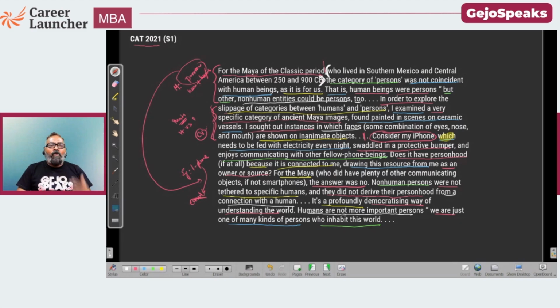So what is the entire paragraph saying? Four ideas, simple idea. For Maya civilization, what is the category of person? Humans as well as non-human entities are also persons. Let me give an example. You look at your iPhone. Your iPhone is connected to you, communicates to you. From a Maya perspective, is it a person? Yes, it is. So personhood is not because they are connected to human beings. Human beings and non-human entities are all the same. Humans are not special. Personhood is not derived from our connection to human beings. In itself, there is something else, and then the passage moves on.